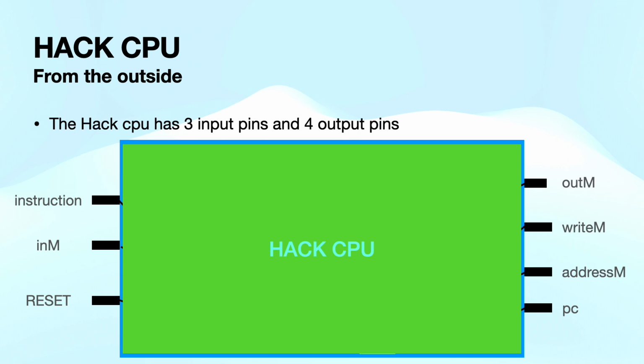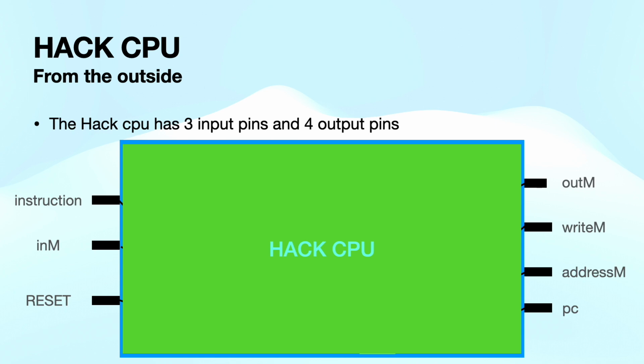So let's talk about the outputs. There are 4 outputs: outM, writeM, addressM, and PC. The writeM signal is connected to the data memory and indicates whether the CPU wants to write the content to the data memory, and it enables the writing part.